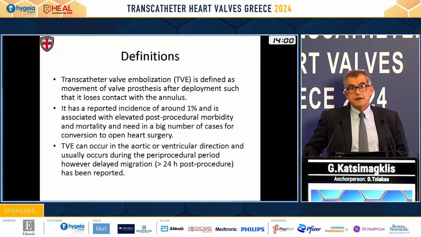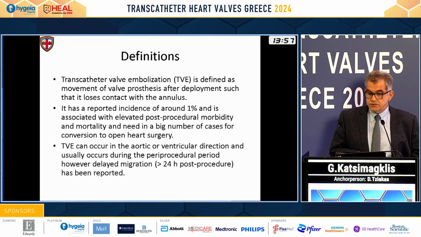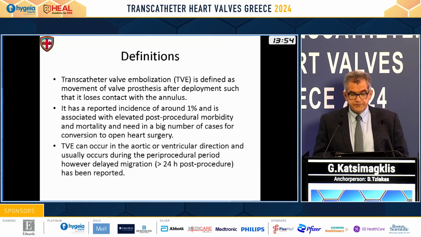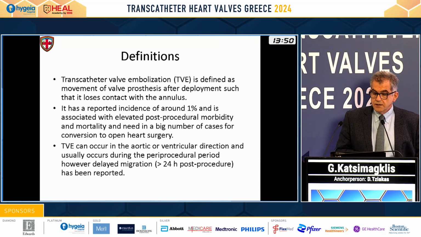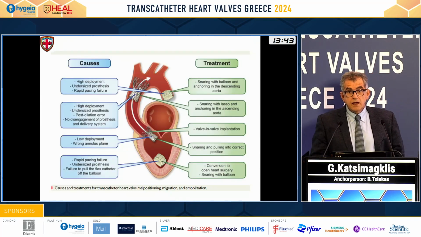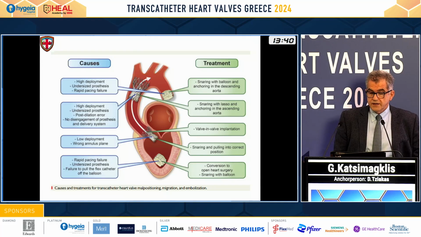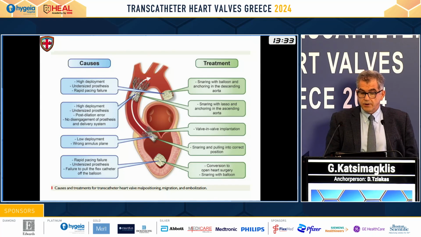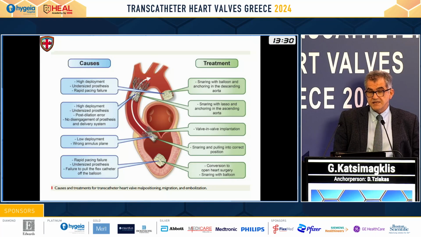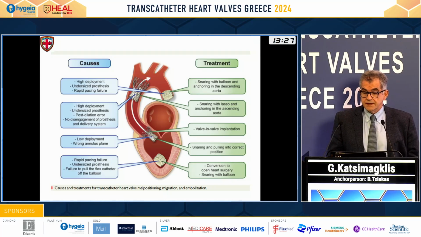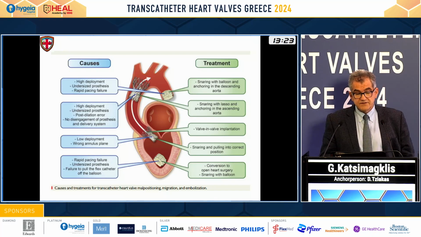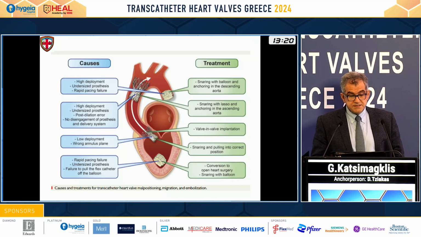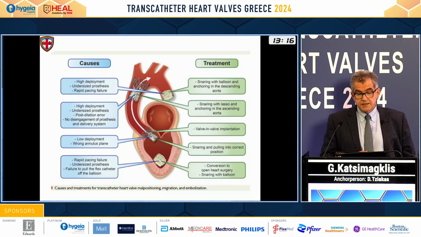TAVI embolism can occur towards the aortic or the ventricular direction and usually occurs during the peri-procedural period. However, there is also delayed migration, approximately until 24 hours post-procedure. The main causes of this TAVI embolism for the balloon expanding valves are high deployment, undersized prosthesis, and rapid pacing failure when the embolism is toward the aorta. For the self-expanding valves, the causes are high deployment, an undersized prosthesis, post-dilatation error, and sometimes disengagement of the prosthesis from the delivery system.